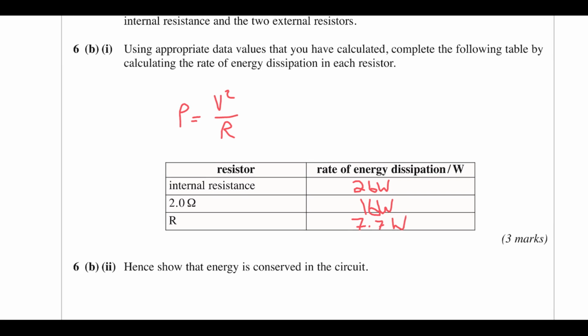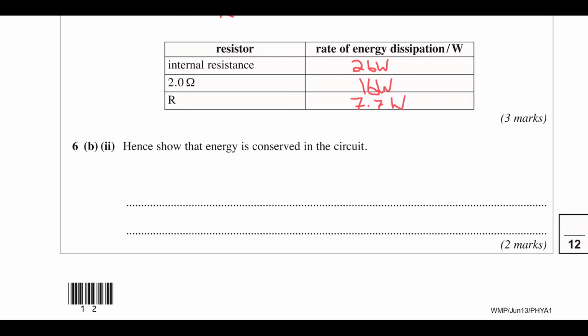That gives us that. Show that energy is conserved in this circuit. So let's work out what the power in is. It's the current times by the EMF. So that's 4.2 times by 12, which gives us 50.4 watts.